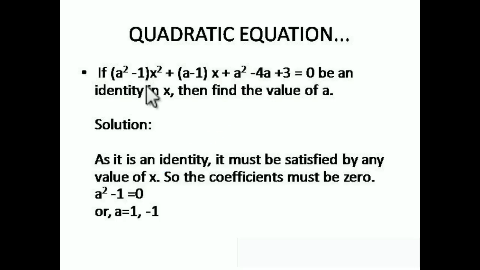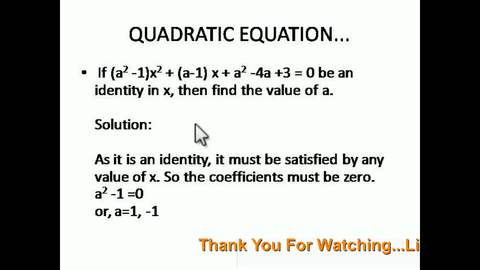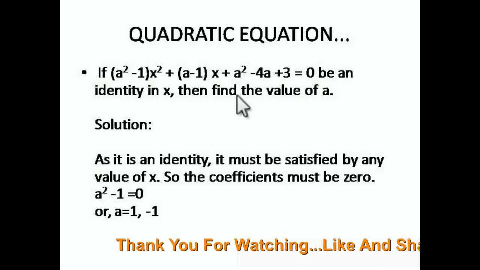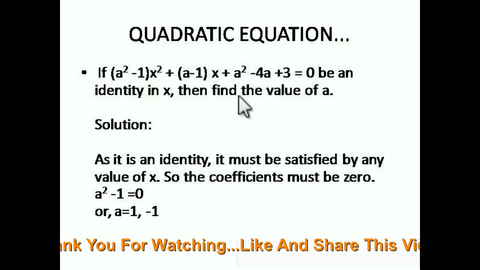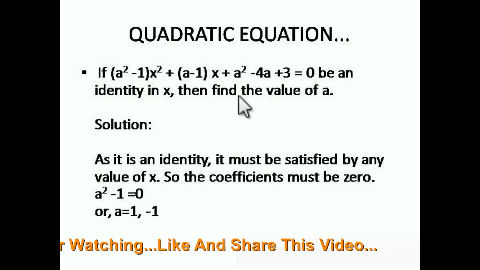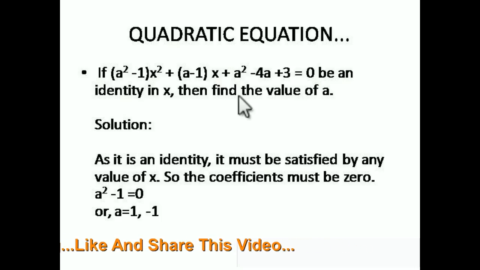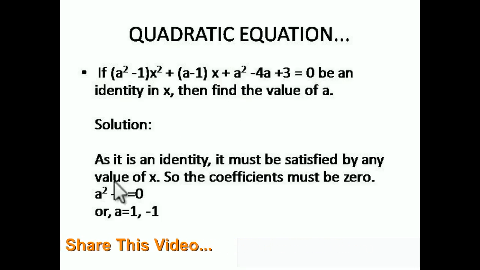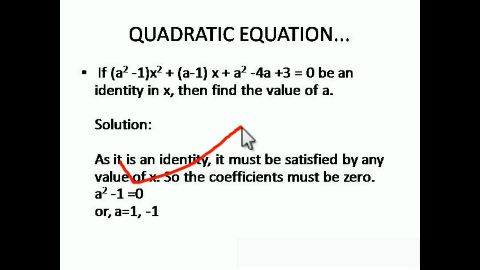If (a square minus 1) into x square plus (a minus 1) into x plus a square minus 4a plus 3 is equal to 0 be an identity in x, then find the value of a. Okay, see friends, I recommend you to pause the video as the question appears and solve by yourself. If you do this, you have the practice and idea how we are going to solve the question in the exam. Okay, and if you have any query, then watch the video fully and solve the question. And if the question is right, then it's good, and if you do the question wrong, then you have the solution here. Okay, so this is the question.